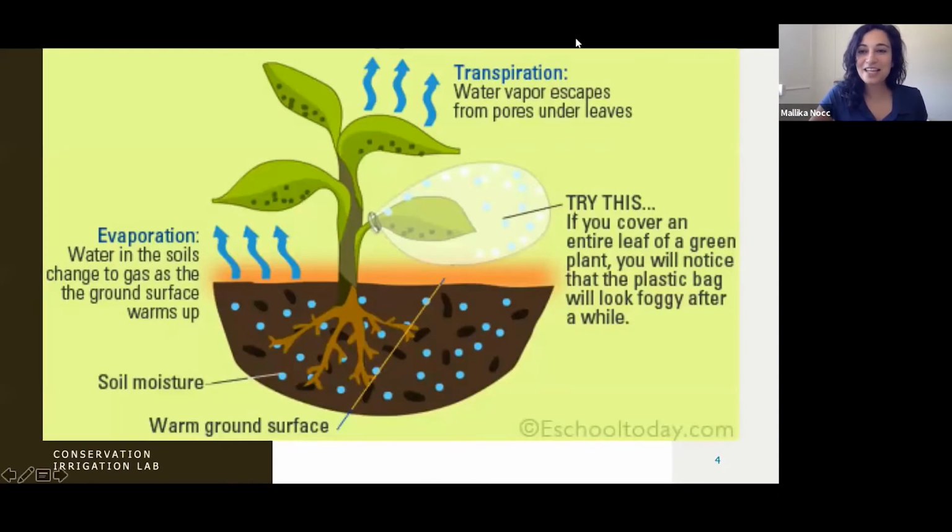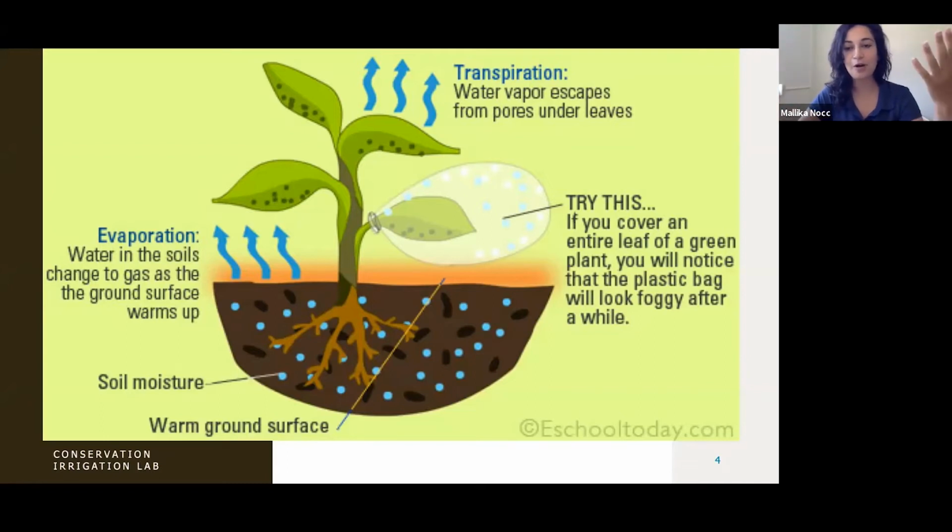So evapotranspiration, this is a cartoon that I like to use because it also includes a fun activity that all of you could maybe try at home. Evapotranspiration is this term that includes evaporation from the soils as well as leaf surfaces, and then transpiration from pores under the leaves, which are called stomata. And I like this. Try this: if you cover a leaf of a plant, you will notice that the plastic bag looks foggy after a while. This is the basic way to start thinking about crop water use or evapotranspiration.